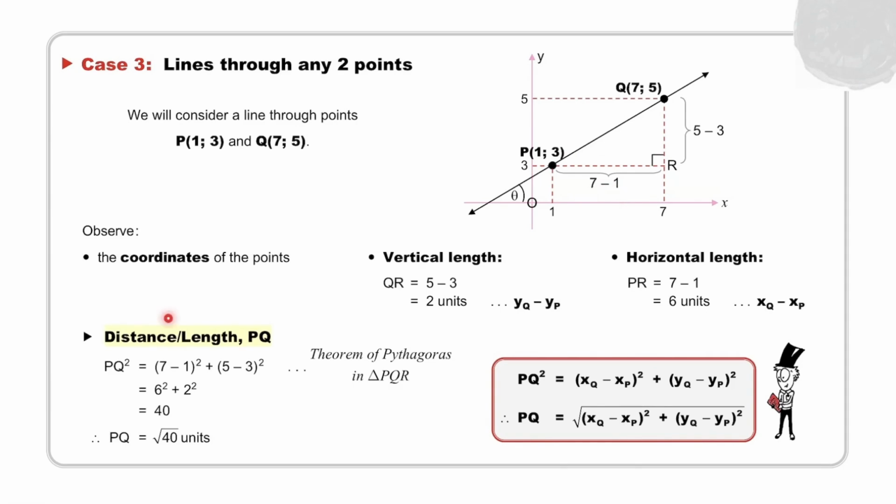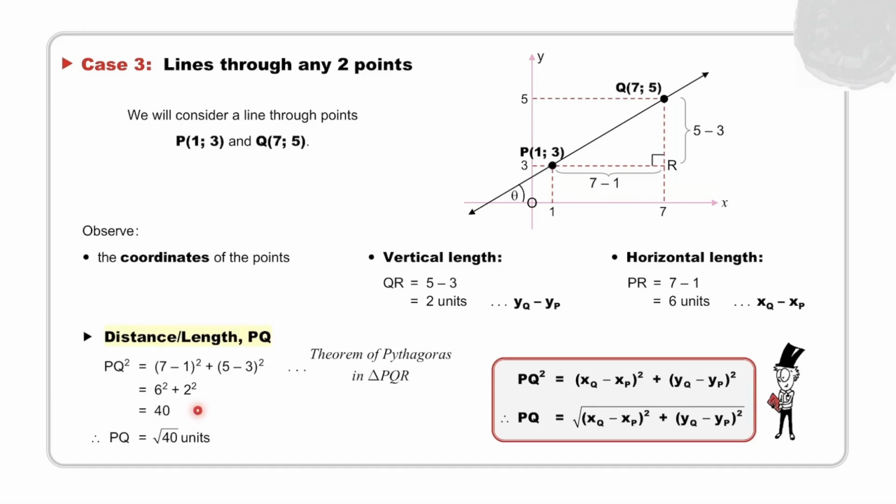Now, calculate the distance or length, PQ. Pause to do your calculation and then to check it. By applying the theorem of Pythagoras in triangle PQR, the square of PQ is equal to the sum of the squares on the other two sides, 7 minus 1 all squared plus 5 minus 3 all squared.